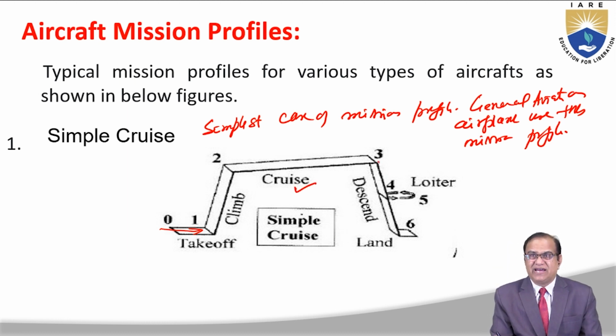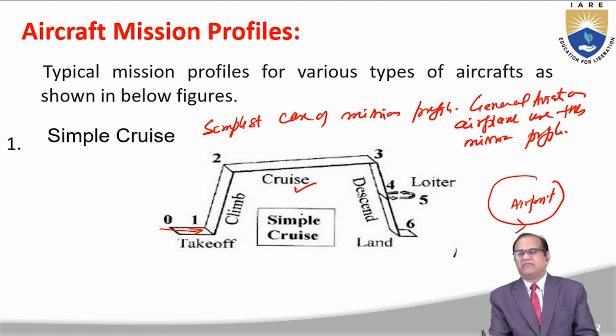After reaching the destination, the aircraft will start some 50 miles or so before. It will start descending. So this is called the descend, from here to here. Once it is descending, ATC may not permit the aircraft to land. ATC will give the instruction to loiter around. Your aircraft will be circuiting around; this is your airport.